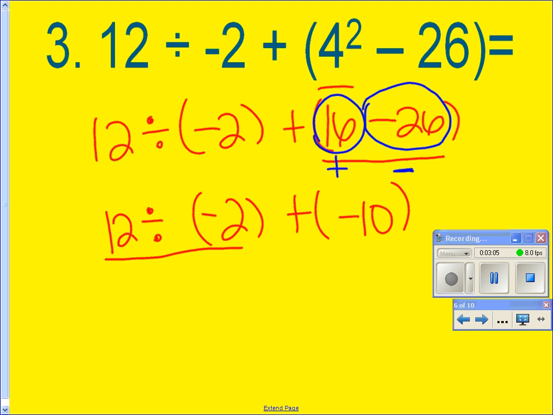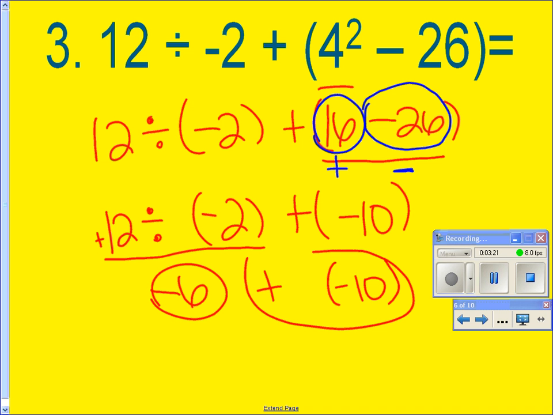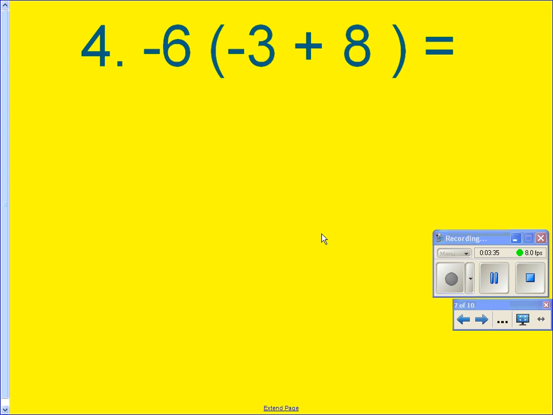Now we have division. 12 divided by negative 2. These are different signs. There's an imaginary plus there, so those are different, which means this is negative 6 plus negative 10. Since these are both on team negative, we are going to add them together and keep the negative sign. So 6 plus 10 is 16, and they're on the team negative, so the answer is negative 16. Try this next one on your own, and then check your answer. You can pause the video.